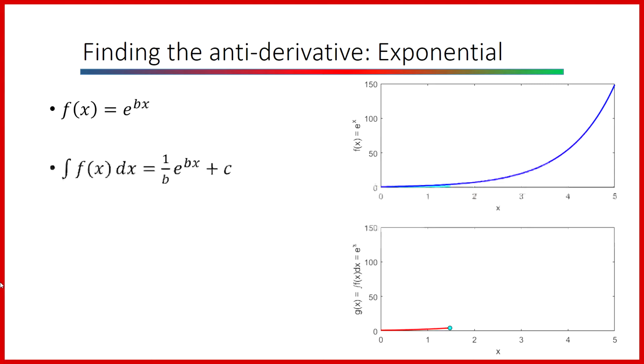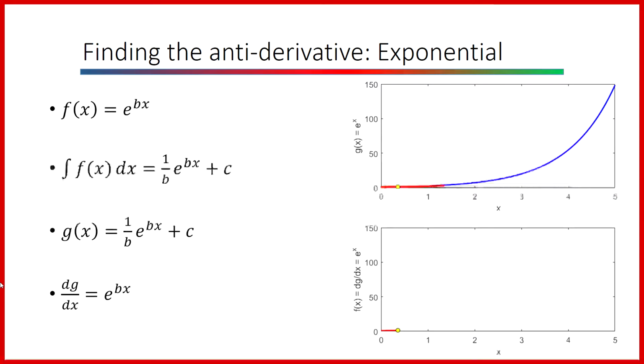Okay, next let's discuss the integral of an exponential. Remember that e to the b times x is the function we use for exponential growth, where b is the specific growth rate of the population. We know that the derivative of e to the bx is equal to b times e to the bx. So it makes sense that the integral of e to the bx might be 1 over b times e to the bx. Let's check it.